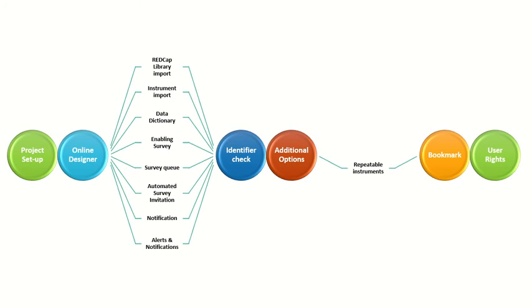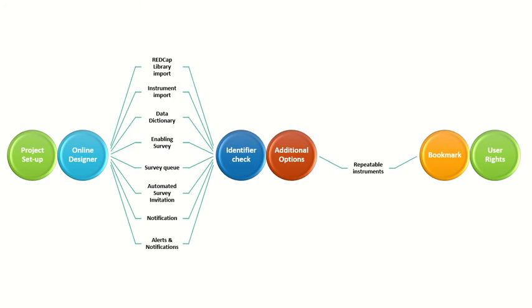You could go to the data dictionary and build in an advanced feature. You can enable your surveys here and set up your survey queues. You can automate your invitations at this location. You can build out notifications, and this is where you're going to do your alerts, and your notifications also would be at this step. After you have built your instruments, you're going to check that all of your fields that may have PHI and or any identifying information are checked at this point.